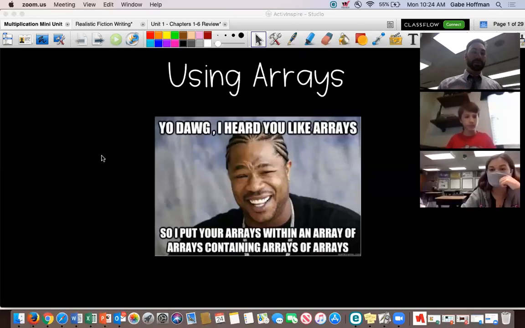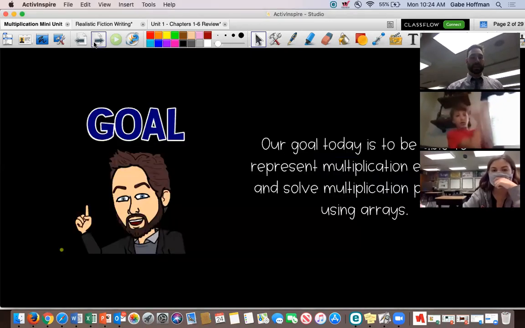We're going to start by going through some of that vocabulary that's important with arrays before we move forward and talk about how that works with actually using it in multiplication.